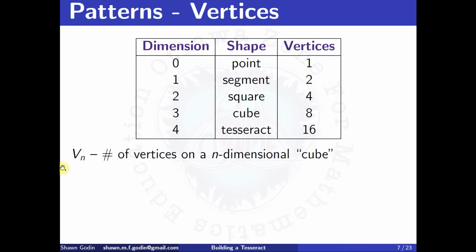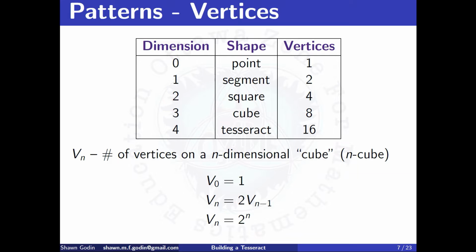And we see that if Vn is the number of vertices on an n-dimensional cube, which from now on I'll just call an n-cube, then V0 is 1, and Vn is just twice the number from before. And again, this makes sense just by how we construct it. At each new dimension, we're taking 2 copies of the dimension before and joining corresponding points. And that just gives us 2 to the n.